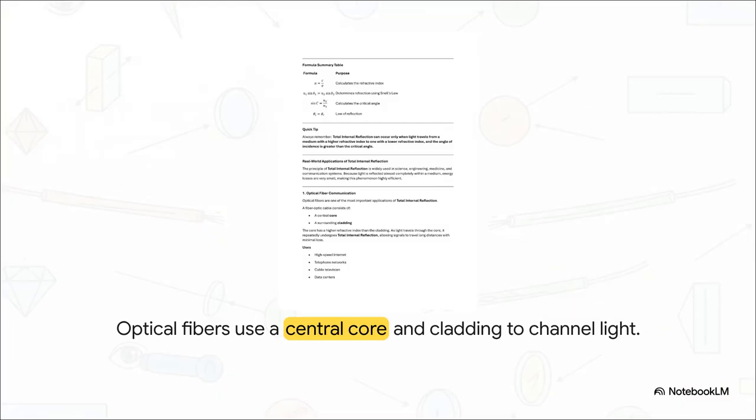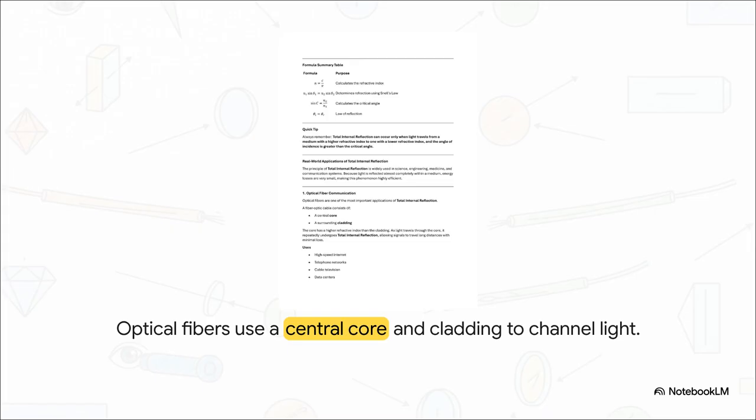Let's step out of the theoretical classroom for a minute, because this exact physics principle powers our modern lives. Think about optical fibers. Inside an optical fiber, you have a central core with a high refractive index, surrounded by a cladding with a lower refractive index. As light pulses enter the core, they hit the boundary at an angle greater than the critical angle. Because of total internal reflection, the light never escapes. It just bounces back and forth, traveling hundreds of kilometers with almost zero energy loss.